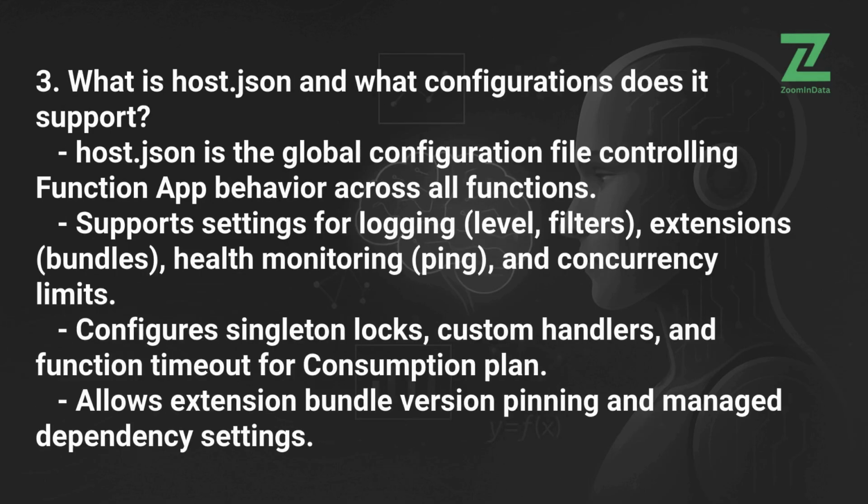3. What is host.json and what configurations does it support? host.json is the global configuration file controlling function app behavior across all functions. It supports settings for logging, level, filters, extensions, bundles, health monitoring, ping, and concurrency limits. It configures singleton locks, custom handlers, and function timeout for the consumption plan. It allows extension bundle version pinning and managed dependency settings.